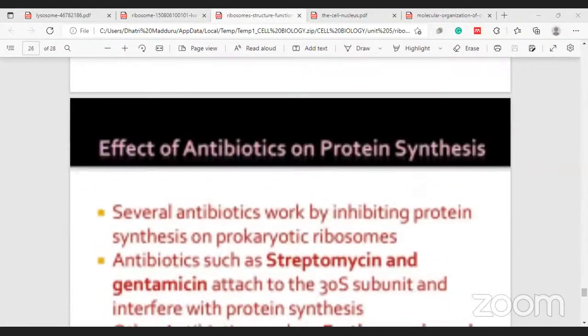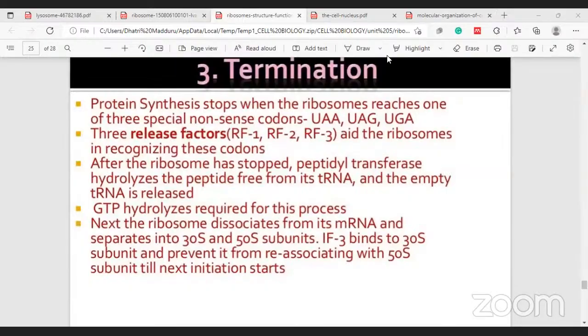Okay, so this is about ribosomes, as well as protein synthesis we have discussed.